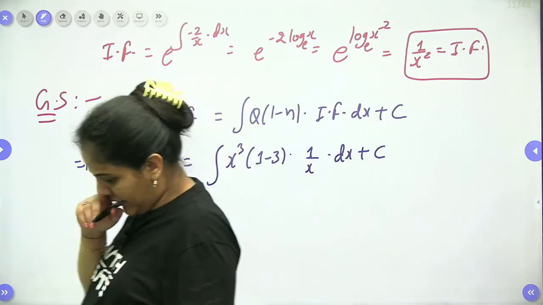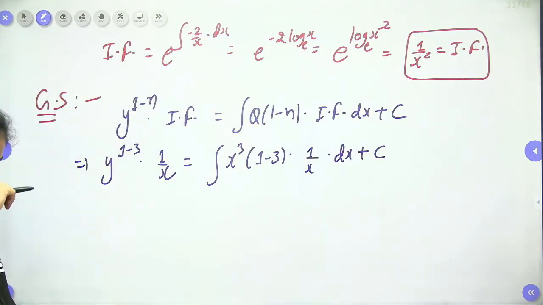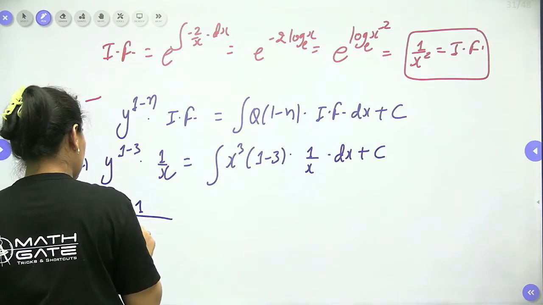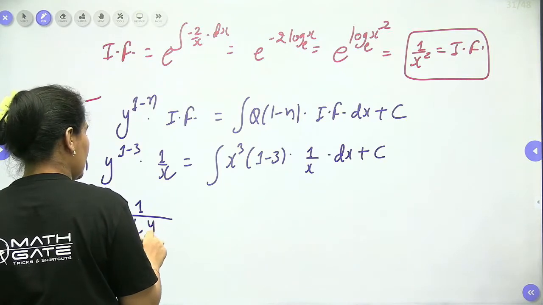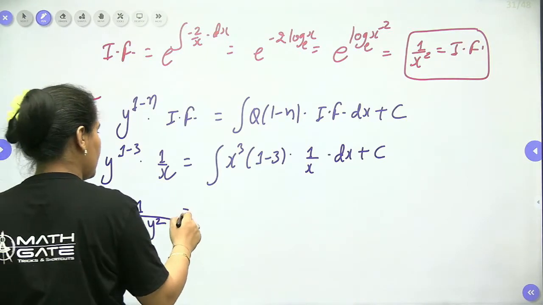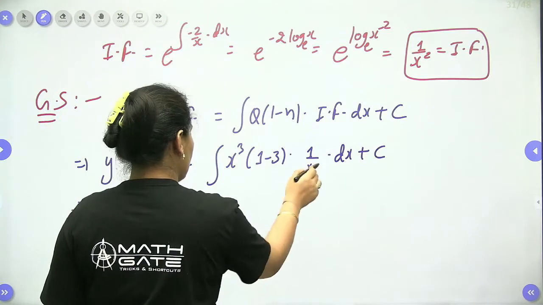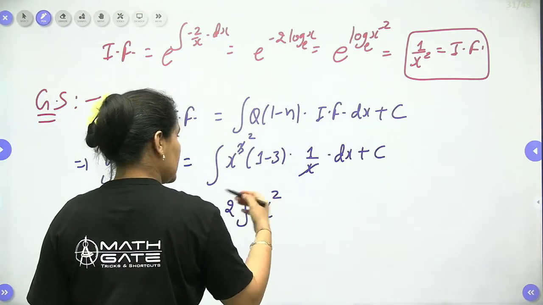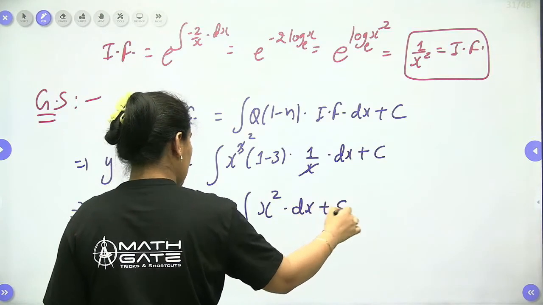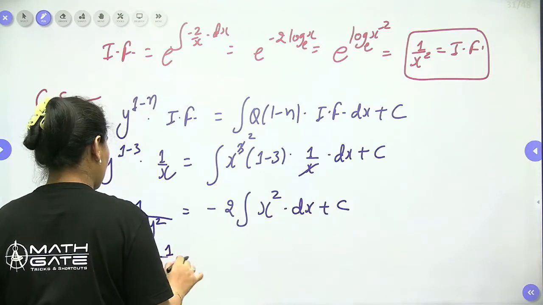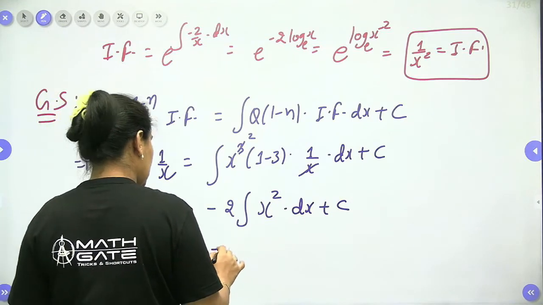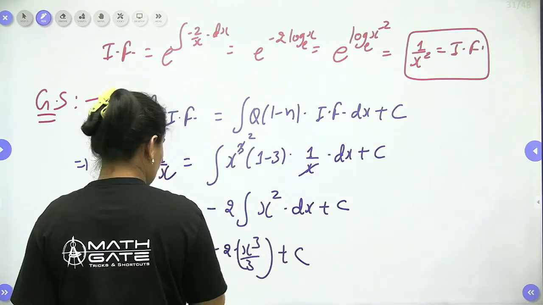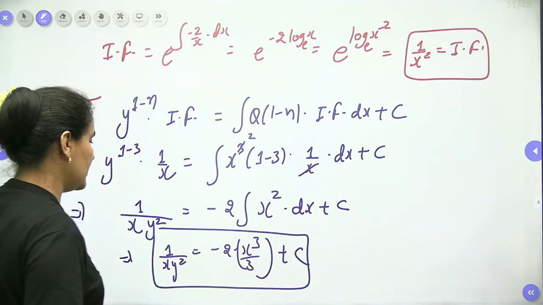Okay, let's approach it. So when we approach it, guys, it will become 1 by x into y to the power minus 2. So we can write down 1 by x y square. It will be minus 2, x and x will be cancelled out. So you will have minus 2 outside and x square dx plus c. So let's integrate it. It will be 1 by x y square is equal to minus 2x cube by 3, guys, and plus c. So you can conclude your answer will be like this only.